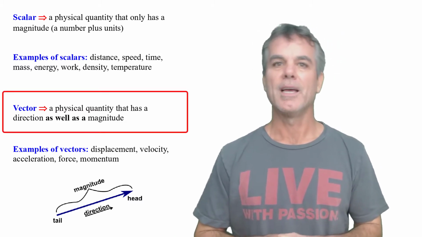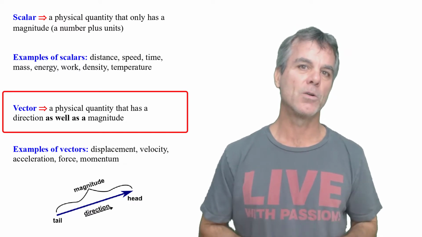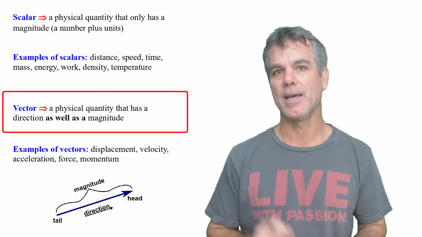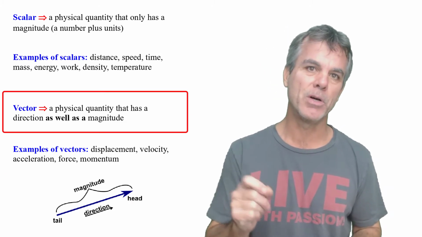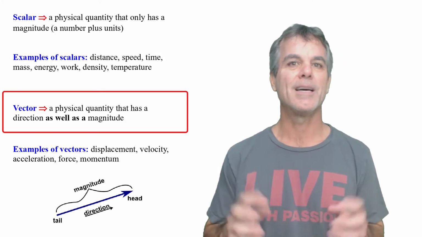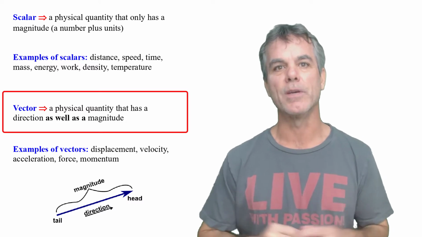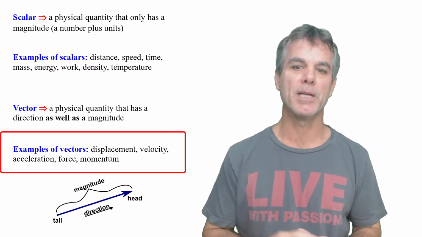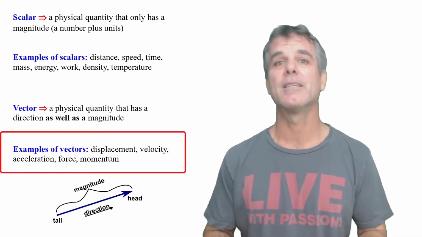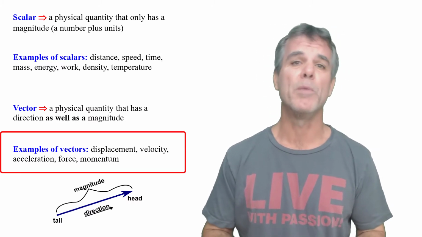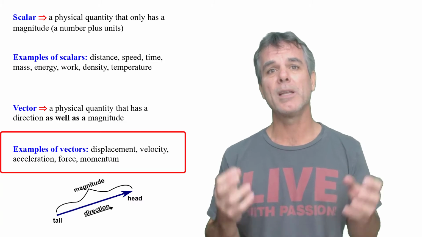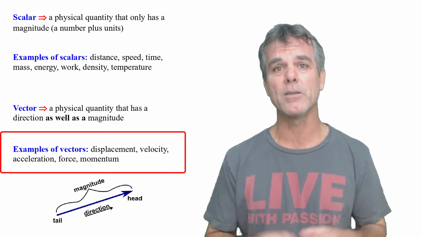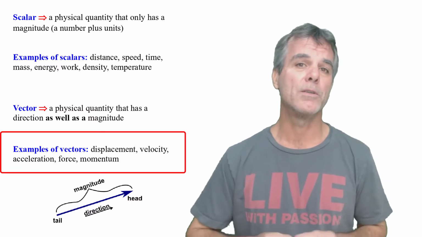On the other hand, a vector is any physical quantity that has both a magnitude and a direction. And a direction is the key component to a vector. You cannot describe a vector without giving the direction. Some examples of vectors you'll see in physics: displacement, velocity, acceleration, force, momentum. In order to completely describe a vector, you have to give the amount in terms of the magnitude, but you also need to give a direction.